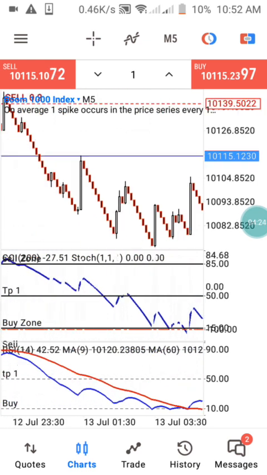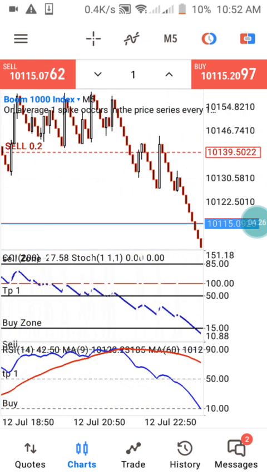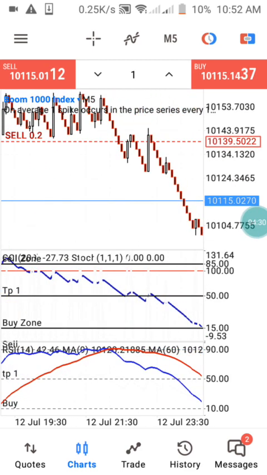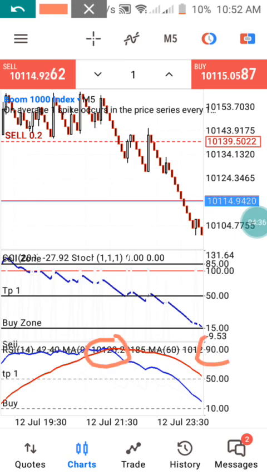So let me show you more examples of what I really mean by this. You see, at this level now, you can see we have our two moving averages crossing each other at this level, and they respect that 90 level. But at this particular area now, you need to wait and confirm and make sure that you have your commodity channel index on your 85 level.